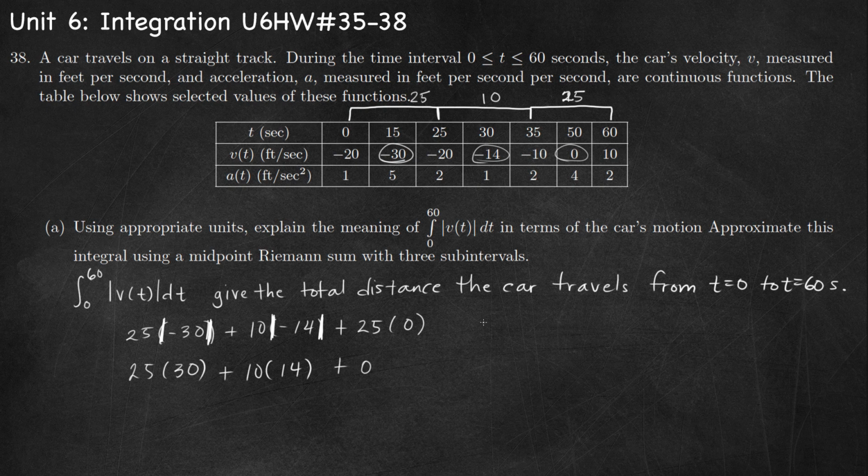So 25 times 30 plus 10 times 14 plus 25 times 0. That one's just going to be 0. So this would give me net distance, an approximation for net distance. This one is going to give me the approximation for total distance. And 25 times 30 plus 10 times 14 is 890, and the distance is measured in feet.